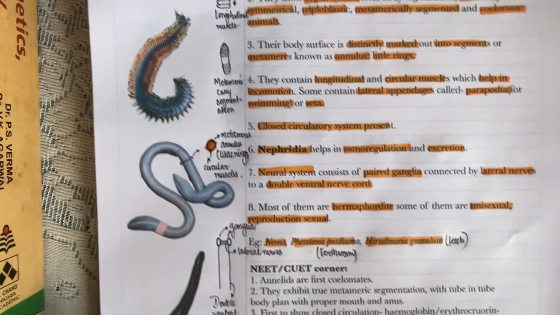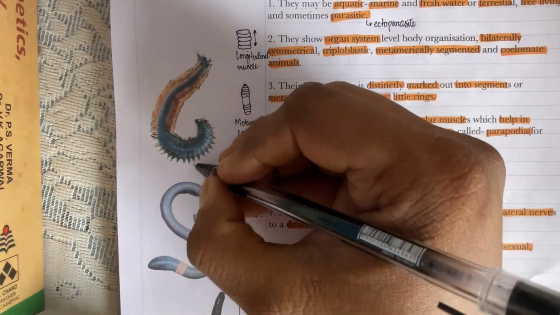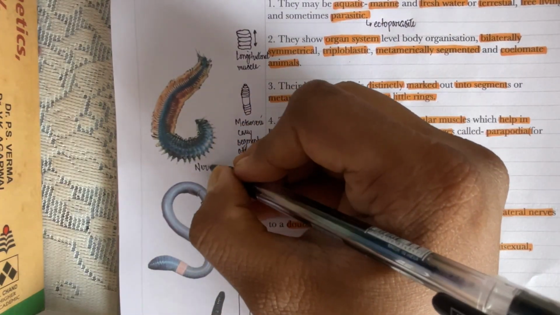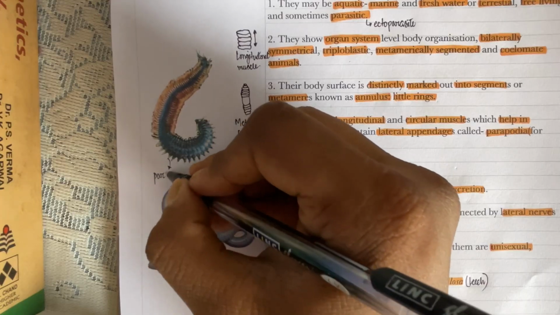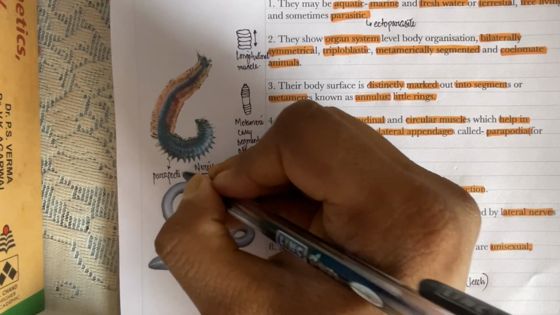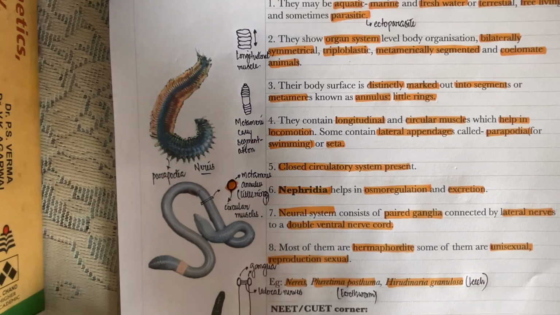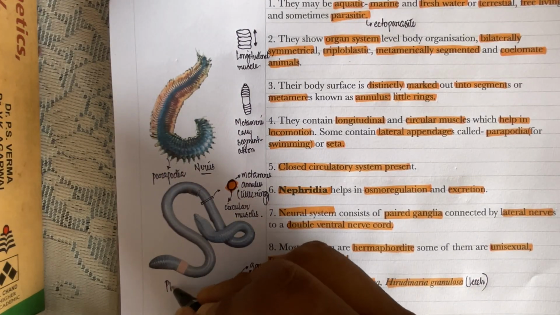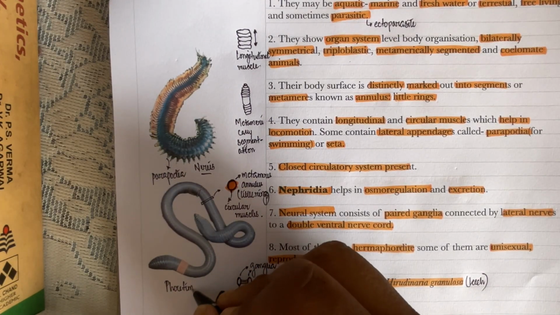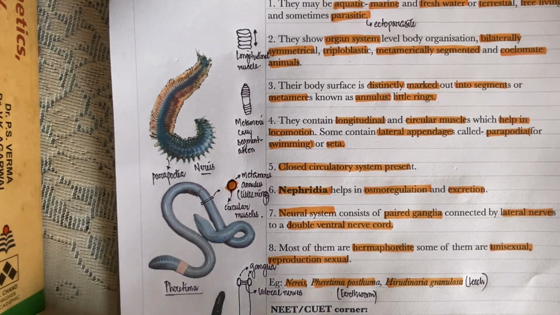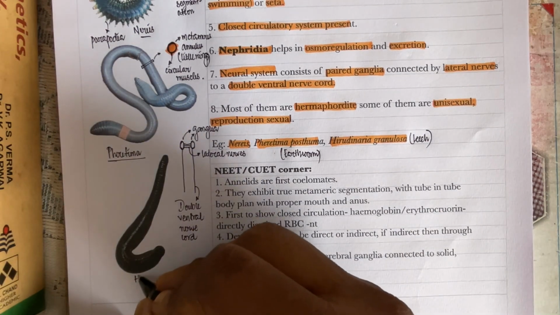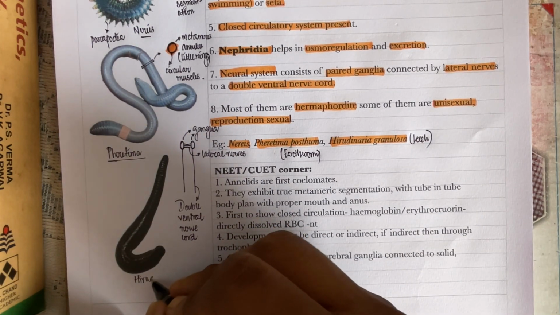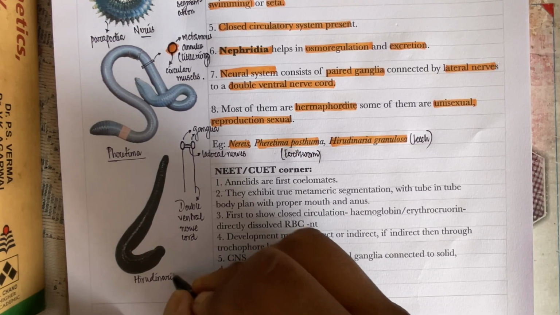तो यहाँ पे थोड़ा डायग्राम भी देख लेते हैं. The first diagram that you can see is the diagram of Nereis. It is an aquatic annelida जिसमें ये जो structures आपको दिख रहा है ना, these are called parapodia. Which helps them to swim. This is Perathema posthuma, also referred to as earthworm, and this is the diagram of Hirudinaria, also referred to as leech.